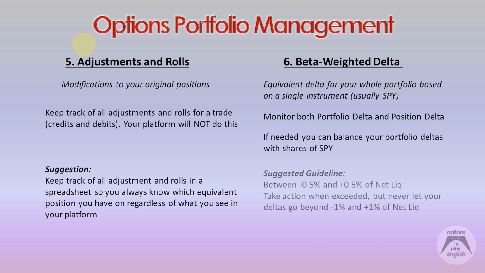Okay, the suggested guideline is, and bear with me here because it might be difficult to understand, between minus 0.5% and plus 0.5% of net liq. So if you take your whole capital, your whole net liq, and you take minus 0.5% and plus 0.5%, those should be your limits as to how much delta you should have.